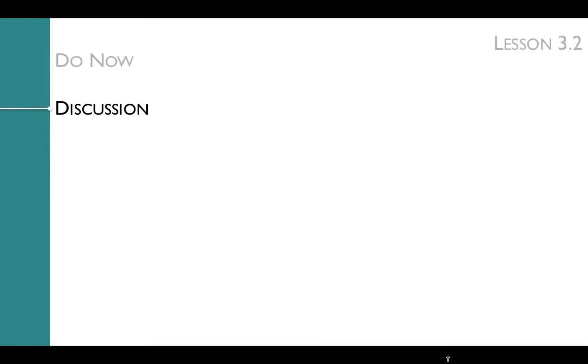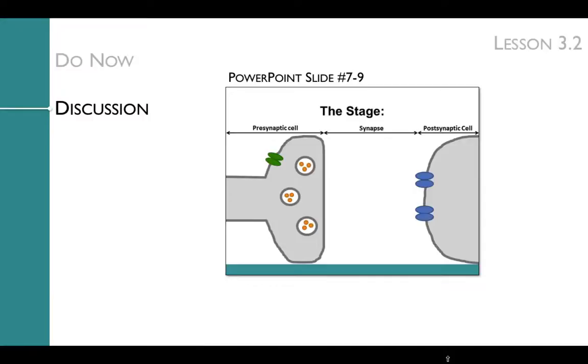From there, you'll tell the students that we'll discuss the process of synaptic transmission as if it were a play, with characters performing actions on a stage. Therefore, the stage involves the presynaptic cell, the synapse, and the postsynaptic cell, as illustrated on slide number 7.